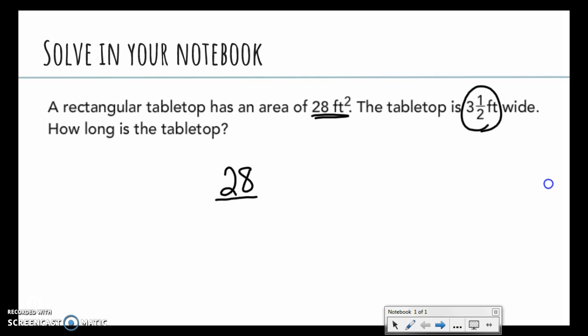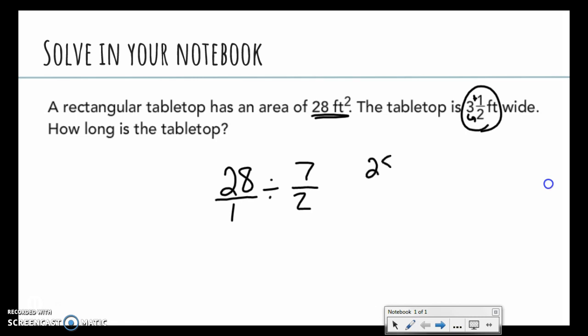Okay? I'm just going to put it over 1 because we're turning this into an improper fraction. 3.5 will be turned into 3 times 2, which is 6, plus 1 is 7, so 7 halves. Now, since we have our whole and we have our part and we're trying to find our other side, we're going to be doing division. And guys, oh my goodness, we've learned this before. This is the division with fractions. And we're going to use the KCF method, which is just a simple, easy way to solve this problem.